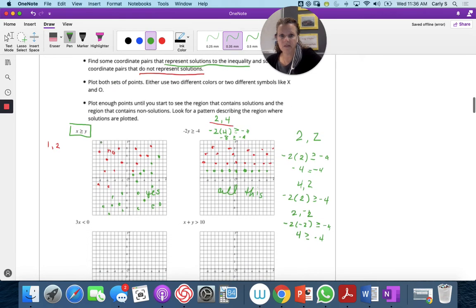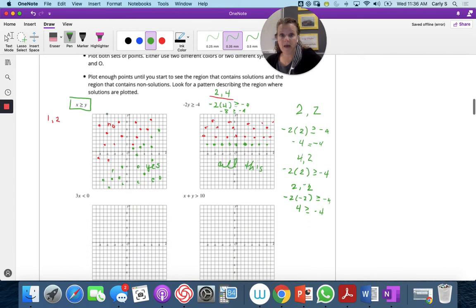Plot enough points, see a region, look for a pattern describing the region. Okay, so my pattern is actually, look at me drawing that amazing line, except I wanted that amazing line to be in black.